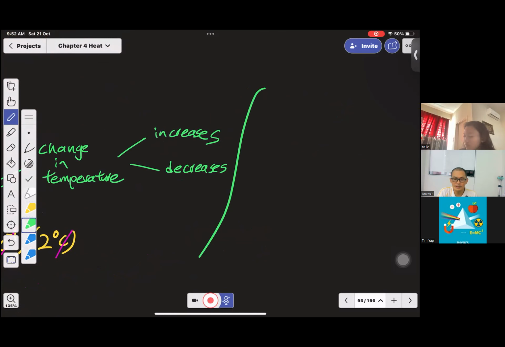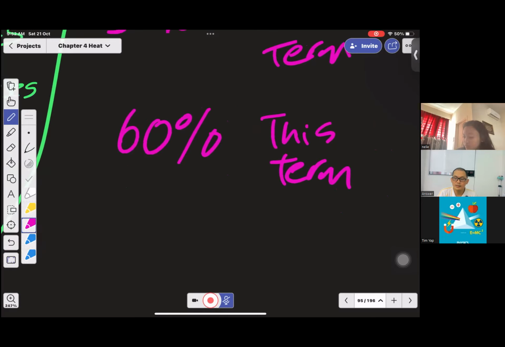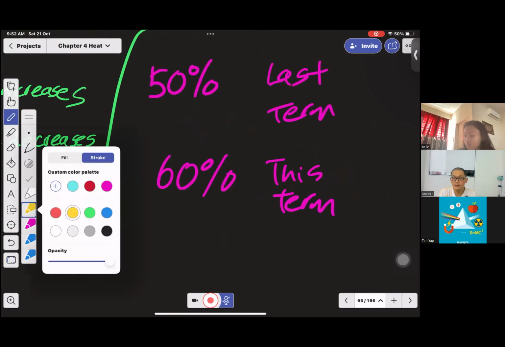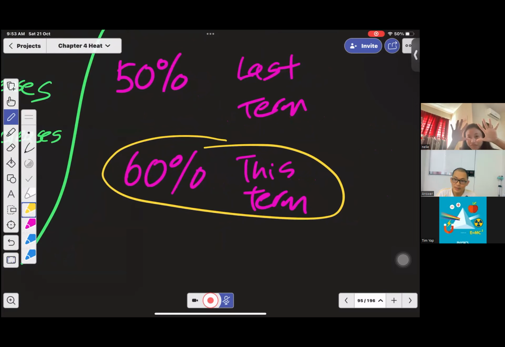Now, for example, you get physics marks. You get 60 marks this term, this term physics exam. Last term, you get 50%. Okay, if I ask you, what is your physics mark for this term? And you tell me 60%. If I ask you, what is the change of the physics marks this term compared to last term? The change. So how many marks? The change. 10 marks, right?